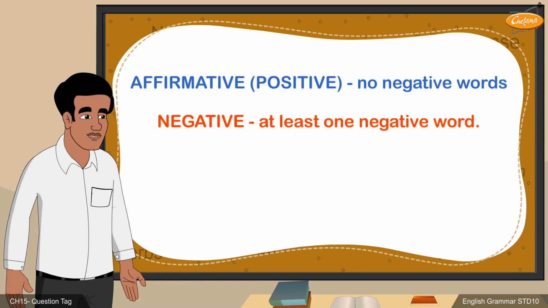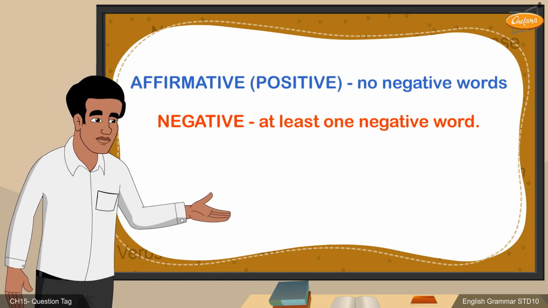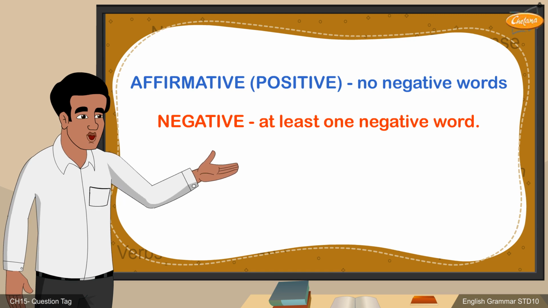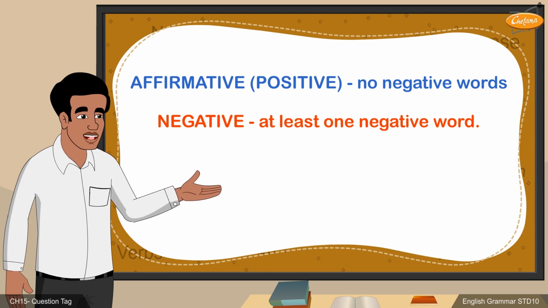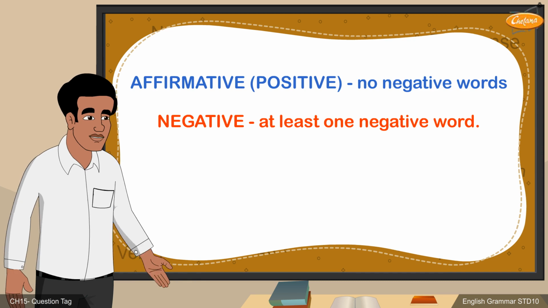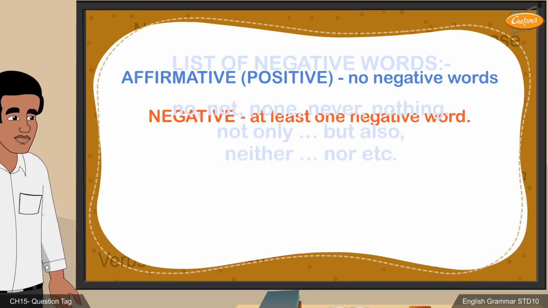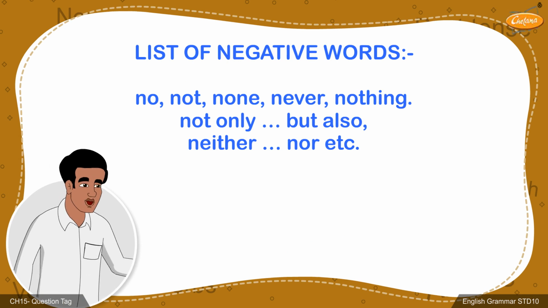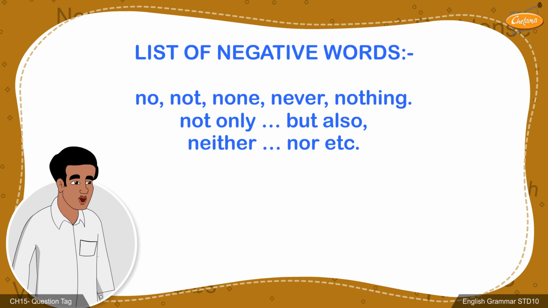Let's revise. Affirmative sentences are those which do not have any negative words, whereas negative sentences may have at least one of the negative words used as a part of the sentence. What are these negative words? The list goes as follows. If any of the given words are used in a sentence, it becomes negative.